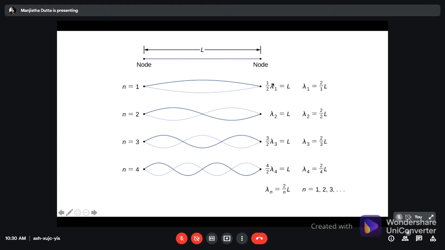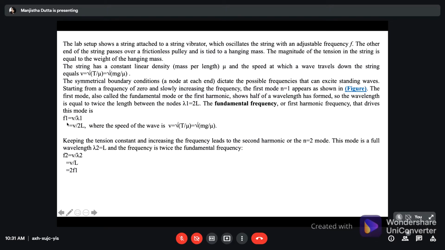If I apply this condition, lambda by 2 is equal to L for the first figure. So we get the wavelength is 2 by 1 L. It is written like this because we want to convert it into a general form. So lambda is equal to twice L. There will be one frequency associated with this particular mode, right? And suppose the frequency is F1.